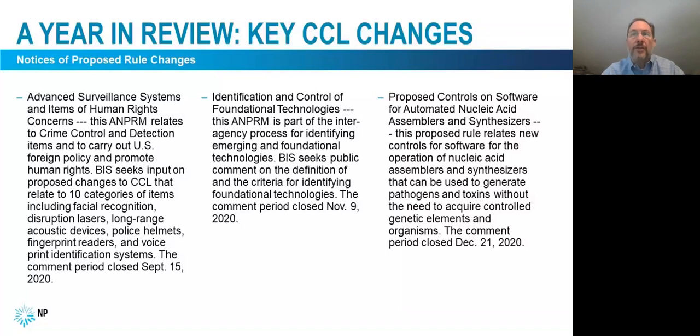Let's see, the third proposed rule relates to software for automated nucleic acid assemblers and synthesizers. This relates to technology that allows for the synthesis of pathogens and toxins without having the need to acquire certain genetic elements that would normally be used. So these are items that could potentially be hazardous and dangerous in the wrong hands.